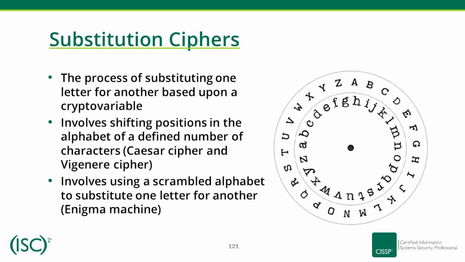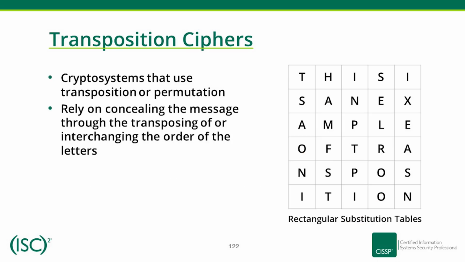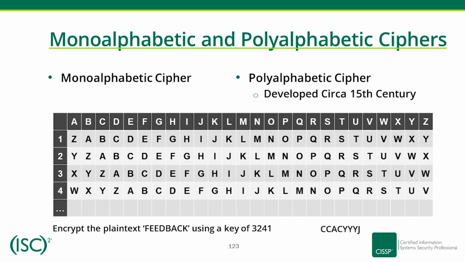Substitution ciphers. The process of substituting one letter for another based upon a crypto variable involves shifting positions in the alphabet a defined number of characters. Caesar cipher and Vigenère cipher involve using a scrambled alphabet to substitute one letter for another. Enigma machine. Transposition ciphers. Cryptosystems that use transposition or permutation rely on concealing the message through the transposing of, or interchanging, the order of the letters. Rectangular substitution tables. Monoalphabetic and polyalphabetic ciphers. Monoalphabetic cipher, polyalphabetic cipher. Developed circa 15th century.